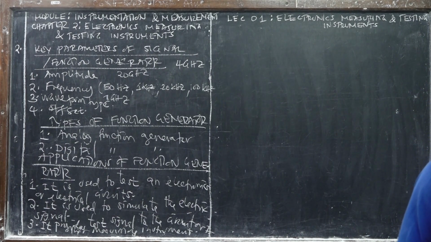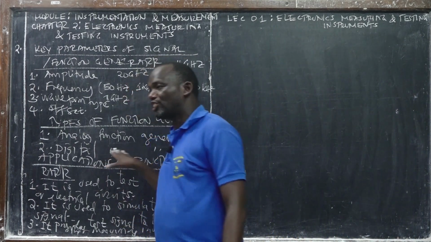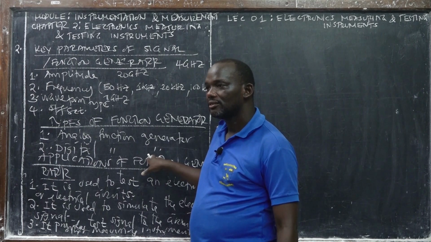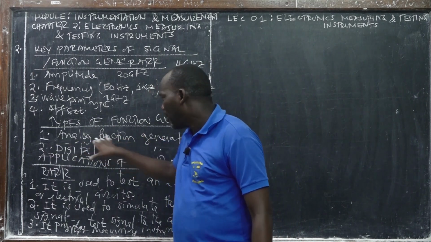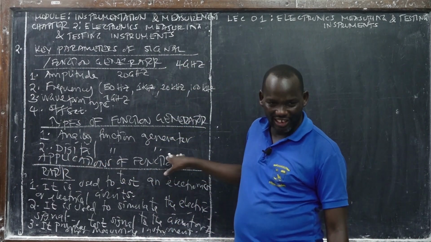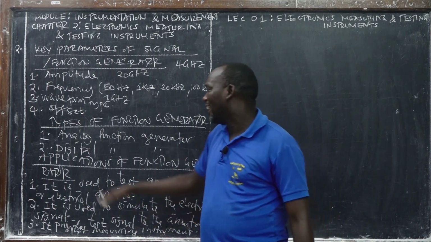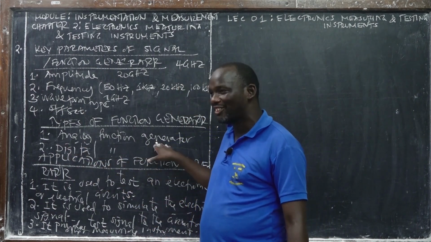The digital function generator, what parameters does it display? Okay, so I hope you are asking me a question about the digital function generator. I spoke about the analog function generator, but I did not speak about the digital function generator. Hope was making a follow-up, saying, sir, you talked about analog, how about digital?